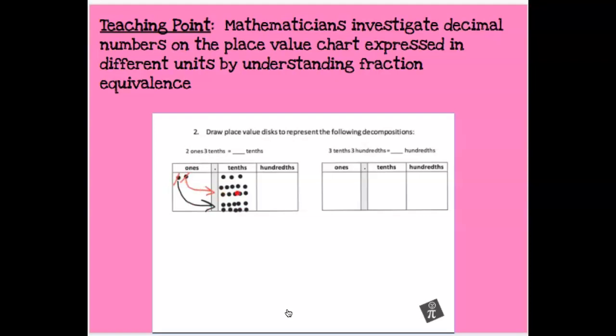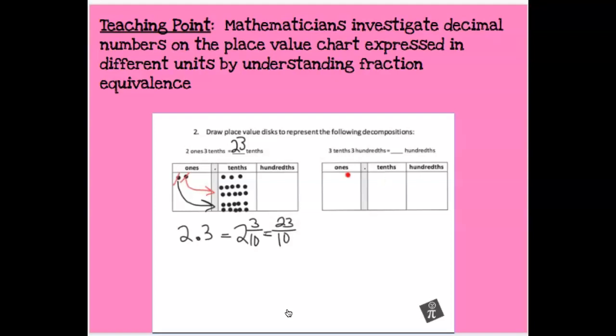So these whole numbers have been exchanged for tenths. So what do we end up with? We end up with 23 tenths. So another way to think of it, 2 ones and 3 tenths is equal to 2 and 3 tenths, which is equal to 23 tenths.